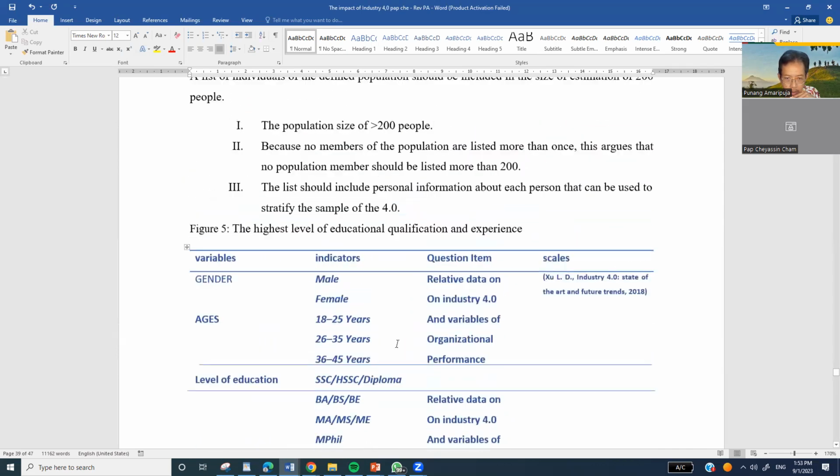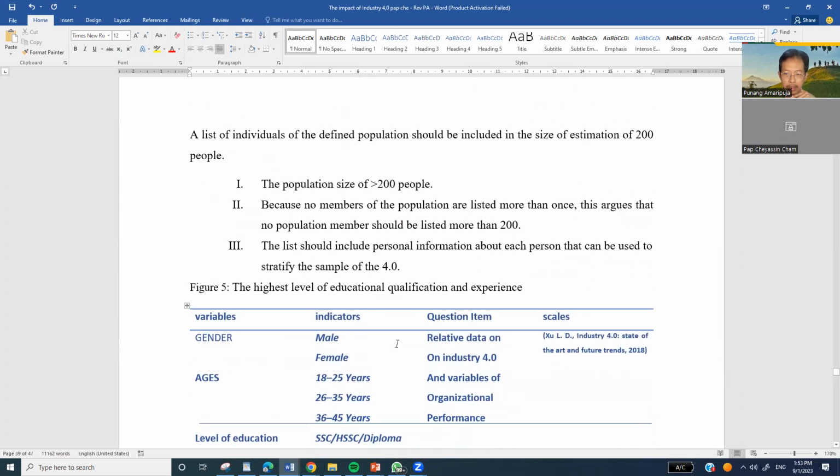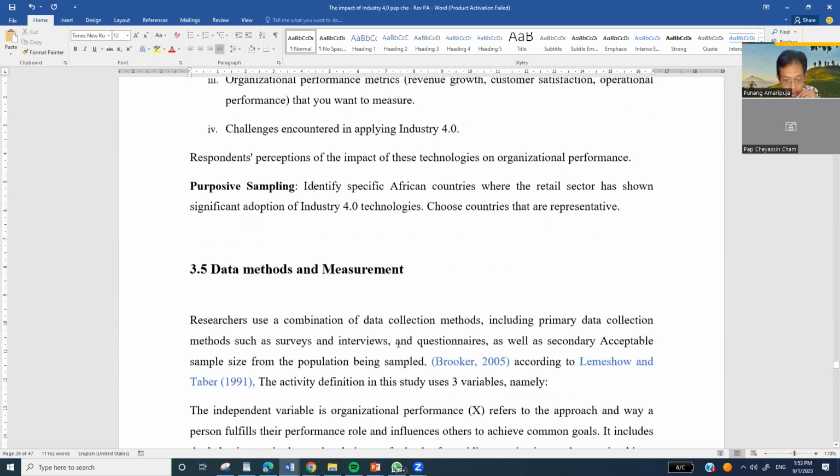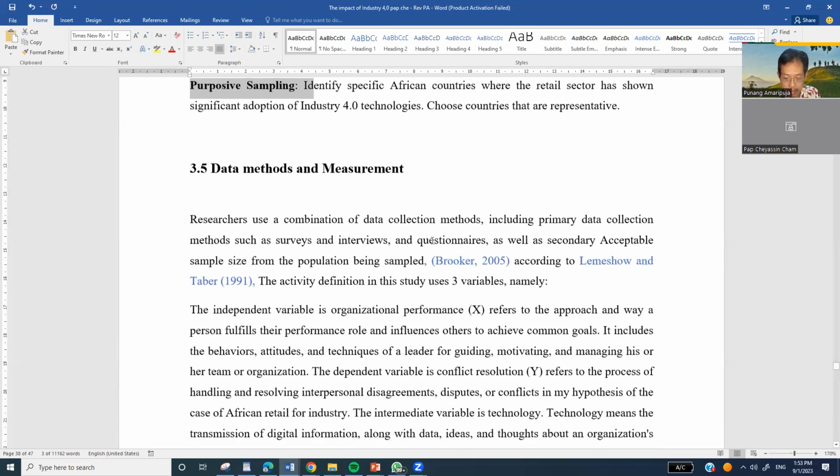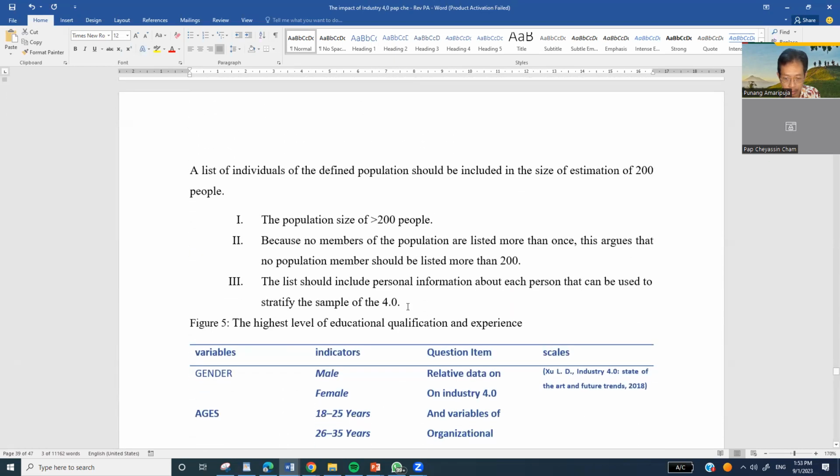Who would be filling this one? Here you mentioned purposive sampling, right? Purposive sampling means that you would be giving a requirement for those people that would be filling in your questionnaire, and these are your requirements.